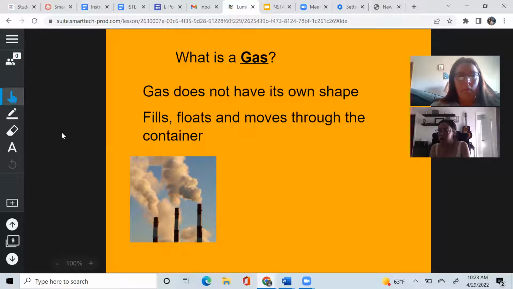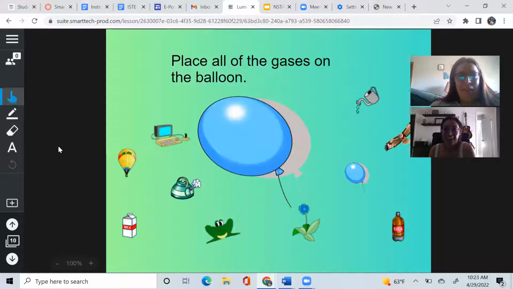And then we move on to what is a gas. It's the same, a quick description of what gas is. We forgot to put in a brainstorm of some gases, so it's the same thing, we're just keeping it the same. And then on the next slide is another quick interactive activity, with students coming up and moving the objects into the balloon of what is a gas.